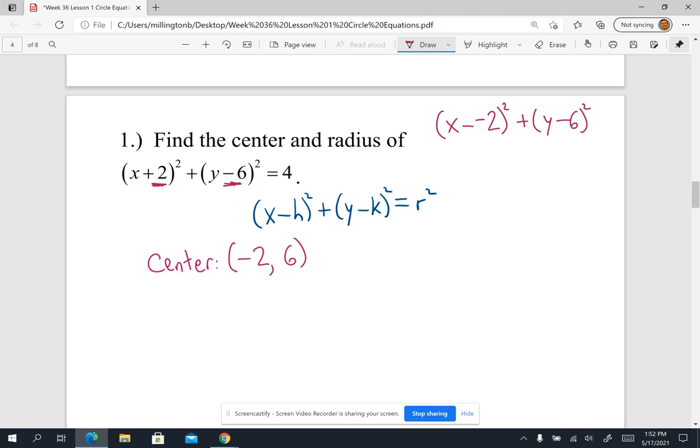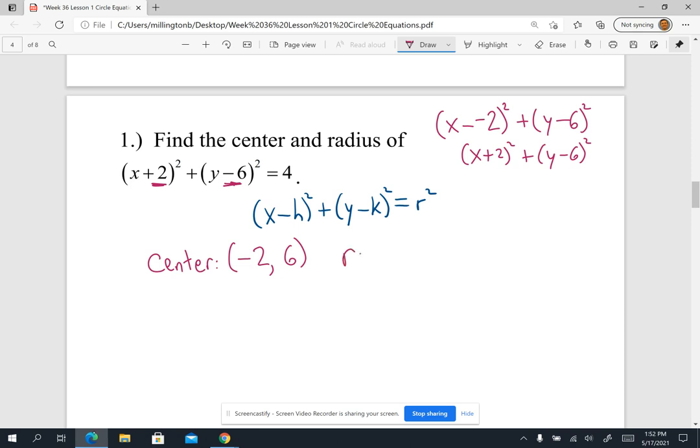So if you think about that, x minus negative 2 squared, you could rewrite that as x plus 2 squared. And then the y minus 6 squared would stay like that. So if you see an x plus 2 squared, that means the x coordinate of the center is actually at negative 2. This y minus 6, that's because the y value was positive, right? So y minus 6, that means that the y value would be 6.